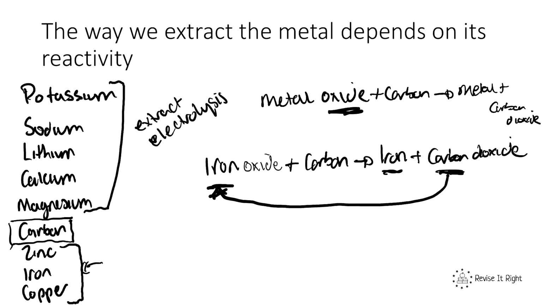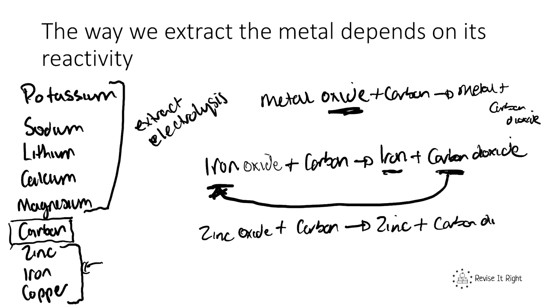If we go through one more example, zinc oxide plus carbon will make zinc, which is the metal on its own, is what we want, plus carbon dioxide. So again, the carbon is more reactive than the zinc, and therefore it will take the place of the zinc and react with the oxygen.